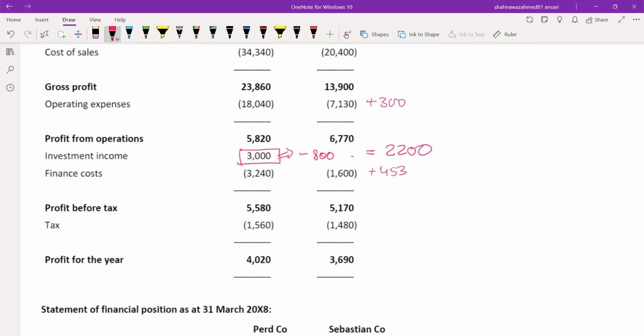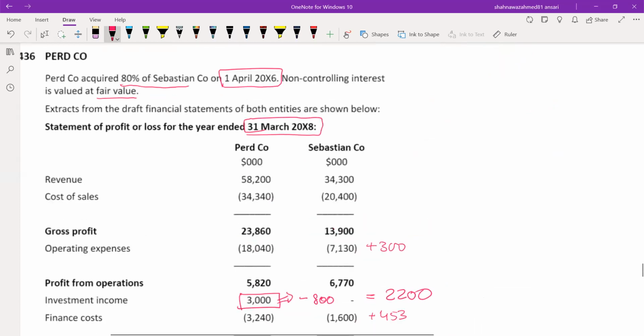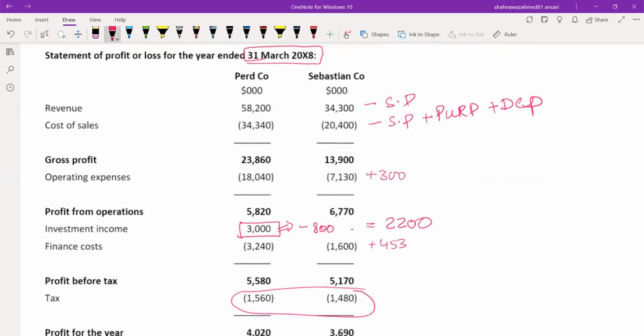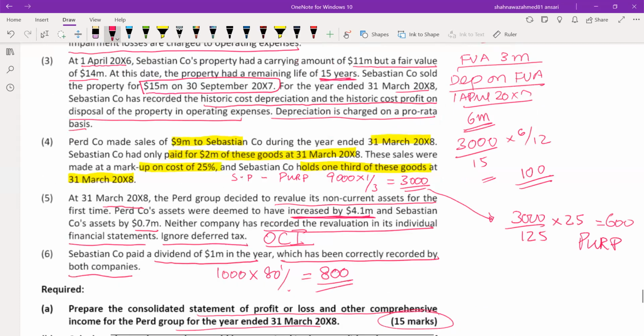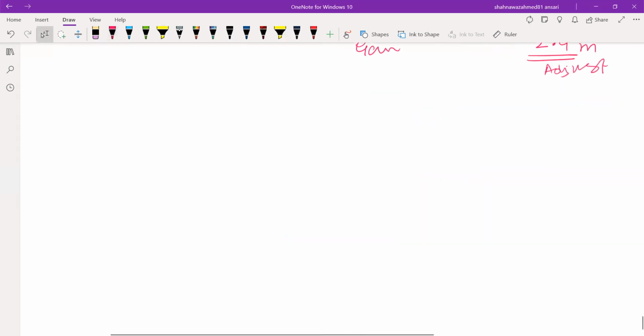Tax is simply we have to combine. From this revenue, we have to adjust selling price. Here we have to adjust selling price plus PURP plus depreciation. And here we need to make impairment plus profit adjustment. So let's prepare consolidated P&L and statement of other comprehensive income.